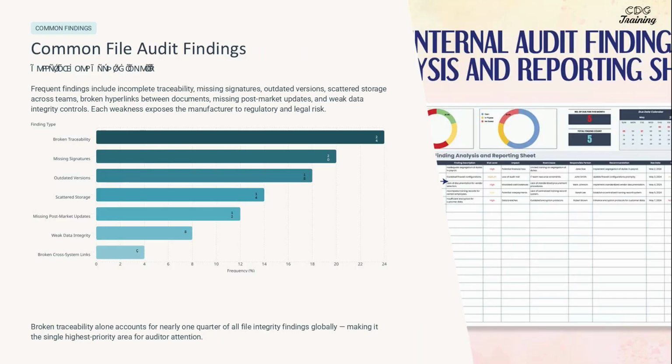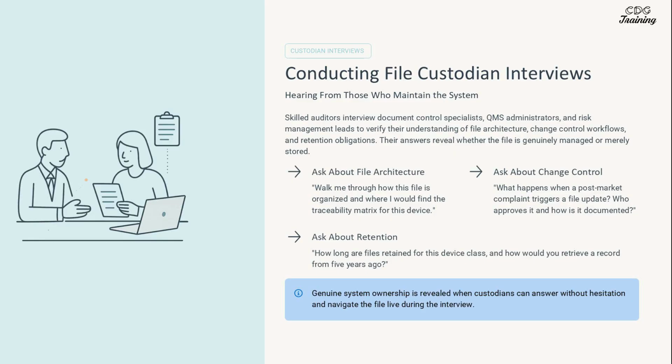Frequent findings include incomplete traceability and missing signatures. These issues often lead to regulatory and legal risks, highlighting the need for auditor attention. Skilled auditors interview document control specialists to verify their understanding of the system, ensuring genuine system ownership and compliance.